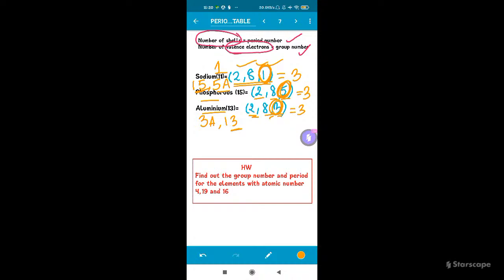So over here I have a question as your homework. You can answer in the comments below. You have to find out the group number and the period number for the elements whose atomic numbers are 4, 19 and 16. That means first of all you have to write the electronic configuration of each of these elements, and then you have to predict their period number and group number.